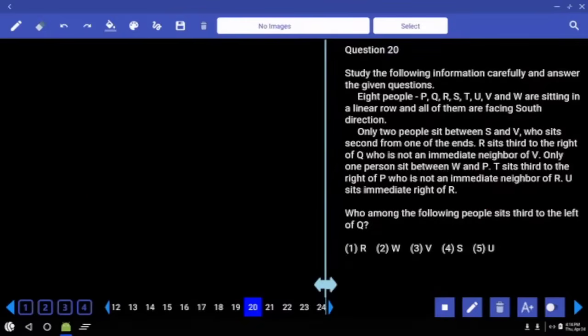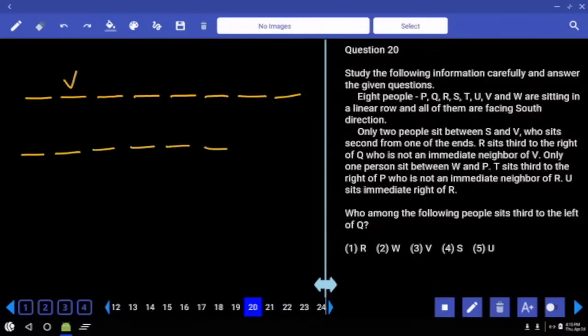Now 8 people were seated around a linear row, and all of them are facing south. 8 persons seated in a row facing towards one direction, that is south. Only 2 between S and V. V sits second from one of the extreme ends. V can be here, and what is the next possibility? 1, 2, 3, 4, 5, 6, 7, 8. Now V can be here. How many persons between S and V? 2 people. Now S is here, and here again S is.